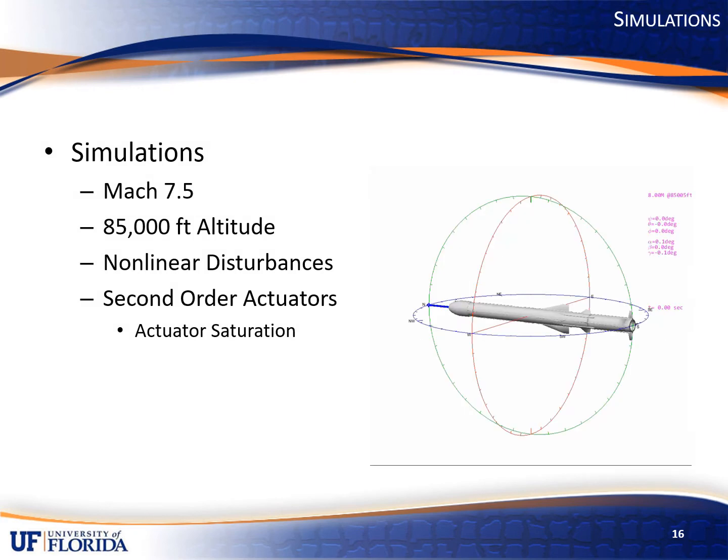Now, to demonstrate the performance of this technique, we performed a simulation on a hypersonic vehicle at Mach 7.5 at 85,000 feet altitude. So to reflect the parameter varying dynamics, we used nominal matrices and injected nonlinear disturbances into the dynamics, which are further detailed within the paper. And then additionally, we also used a second order actuation model to make this vehicle performance more realistic.